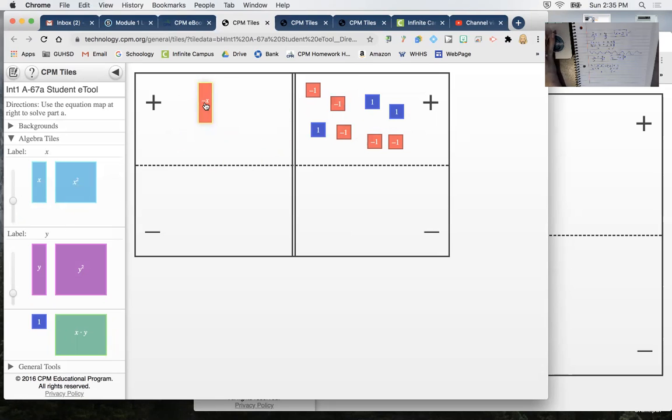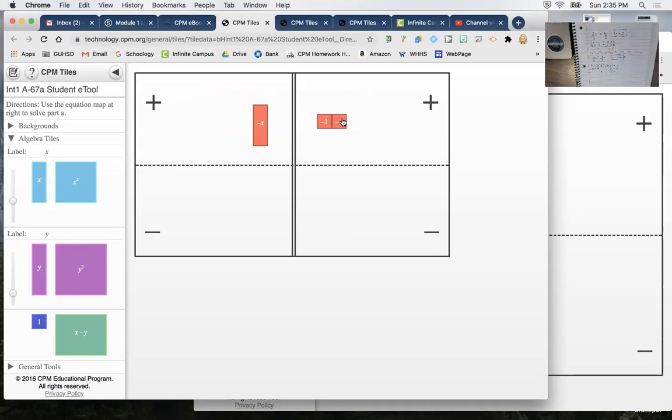And what I end up with, oh, and I have some canceling going on over here too. So like those will cancel, those will cancel, those will cancel. Okay, so let me get rid of them really quick and throw them off the mat. What I'm left with is a negative x is equal to a negative 2.